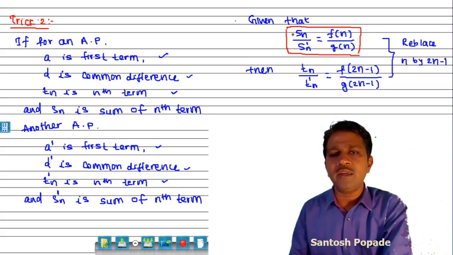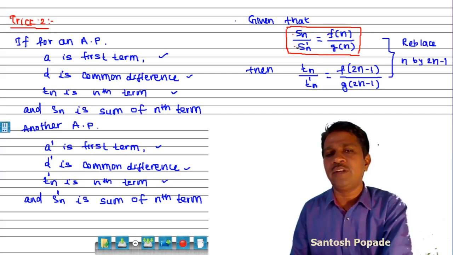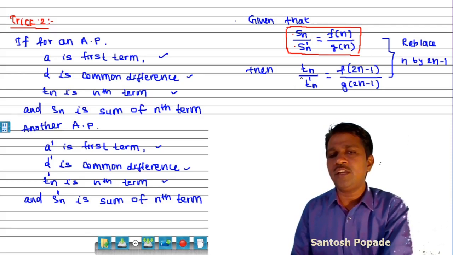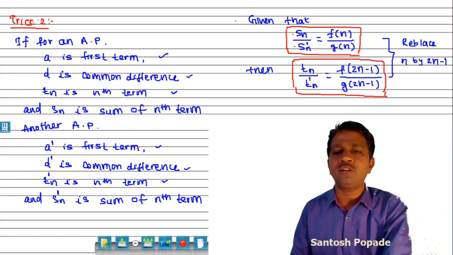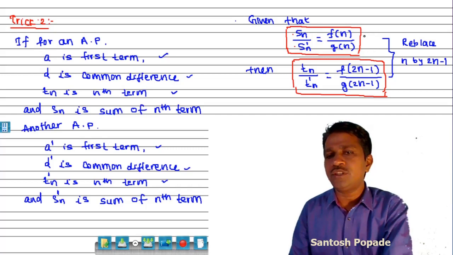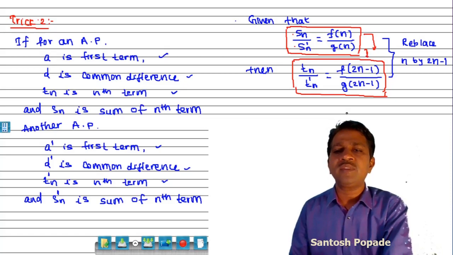Whenever we are given the ratio of the sum of n terms of two different APs as the ratio of two functions of n, then using this trick we can obtain the ratio of the nth terms of the two APs. To obtain the ratio of nth terms of the two APs, we just have to replace n by 2n minus 1 in the numerator as well as in the denominator.